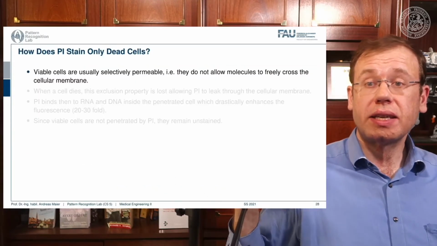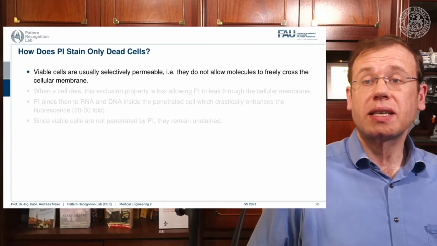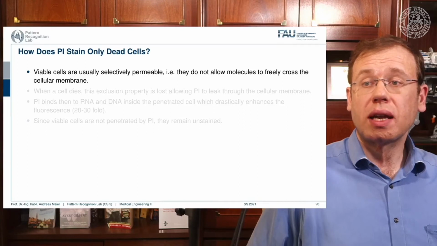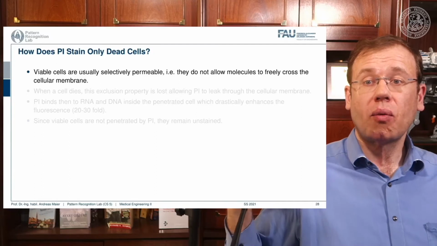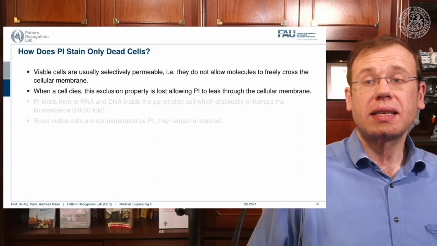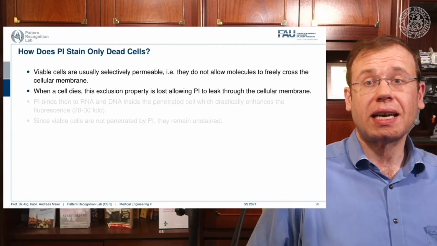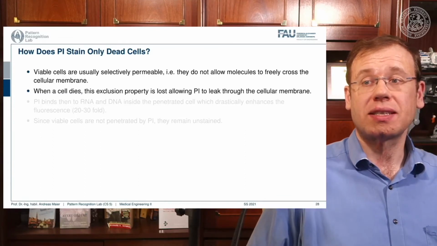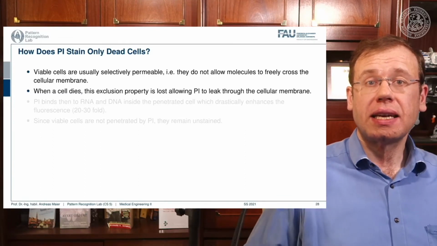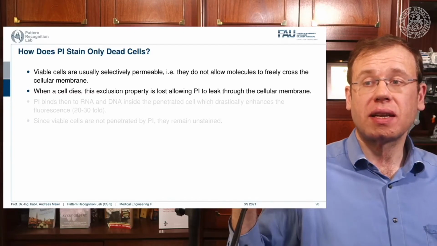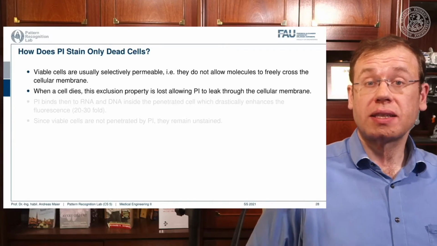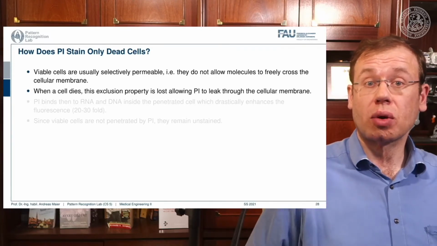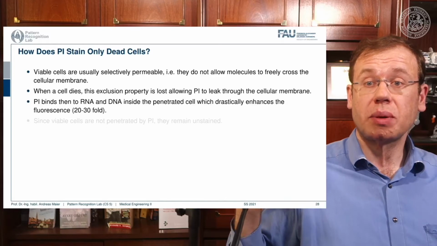And the idea here is then that the viable cells are usually selectively permeable, so they do not allow molecules to freely cross the cellular membrane. When the cell dies, this exclusion property is lost, and our contrast agent can actually enter the cell, and then it will be included inside of the cellular membrane. In fact, it even gets enriched within the cell. This is why we get this strong glowing effect for the cells that have been marked.